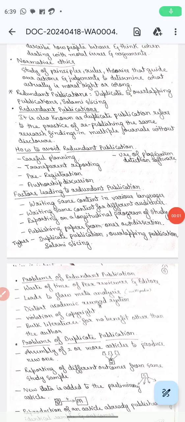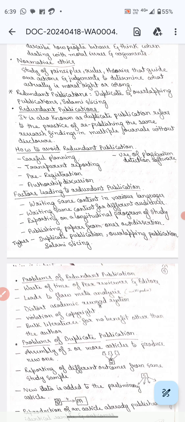Redundant publication, duplicate and overlapping publication, slicing. Redundant publication is also known as duplicate publication. It refers to the practice of republishing the same research paper or same research findings in multiple journals without disclosure. How to avoid this redundant publication?